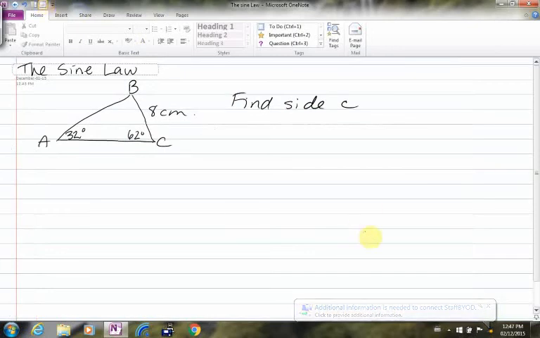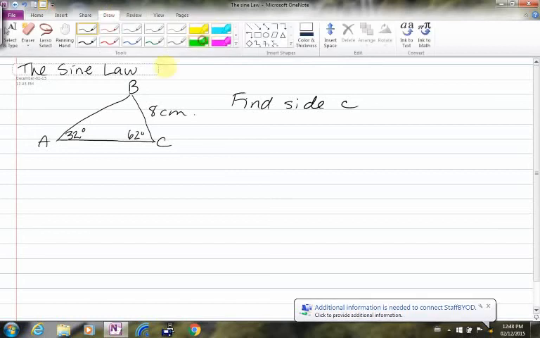First of all, where exactly is side C? Across from angle C. So our goal is to find this side over here. Now, this is not a right triangle. If it was a right triangle, it would be very easy to apply the trig that we already know. It's not a right triangle, so what could we do using what we know about right angle trigonometry to find side C?